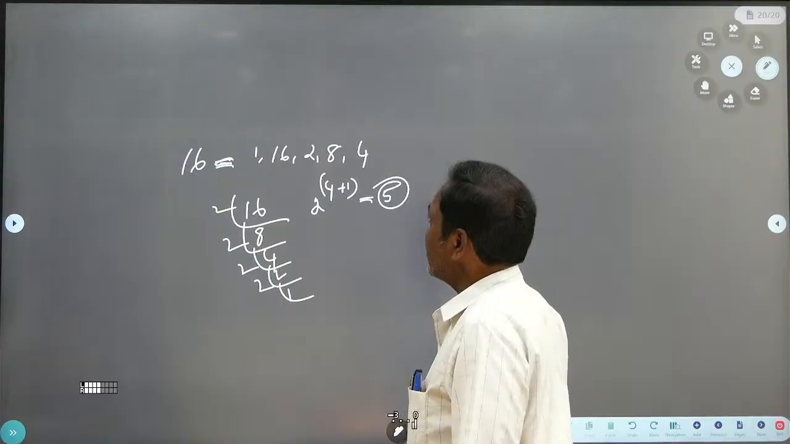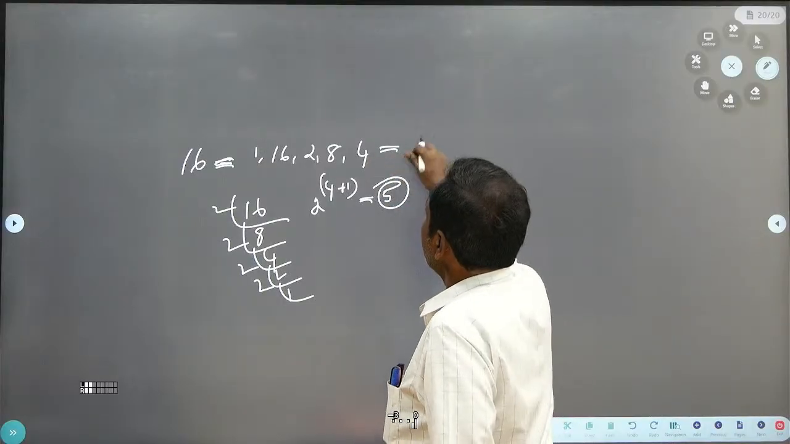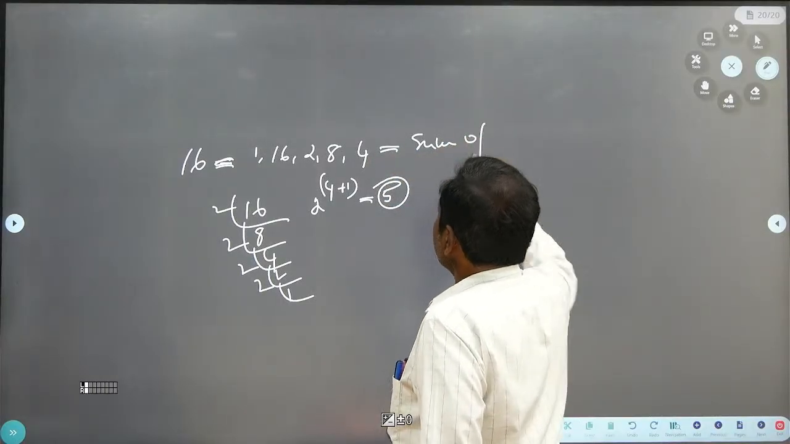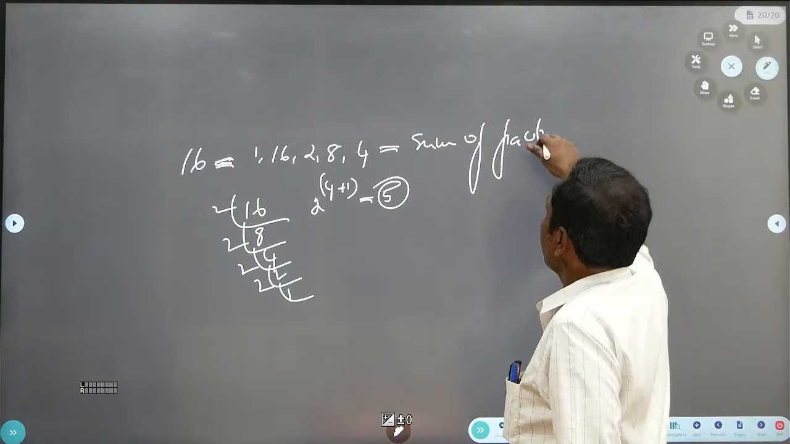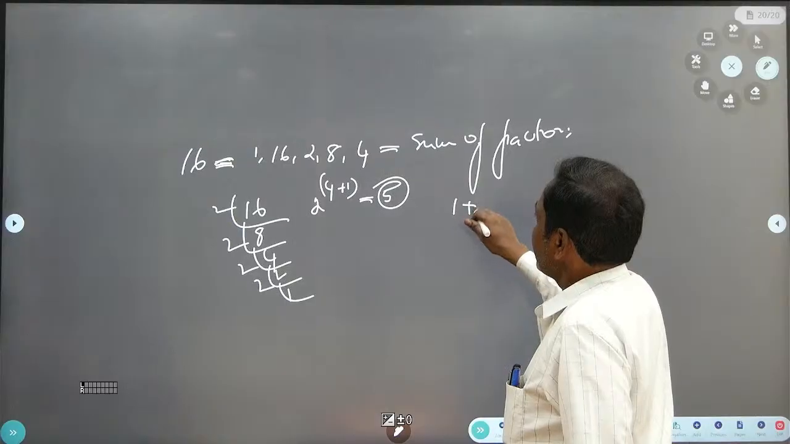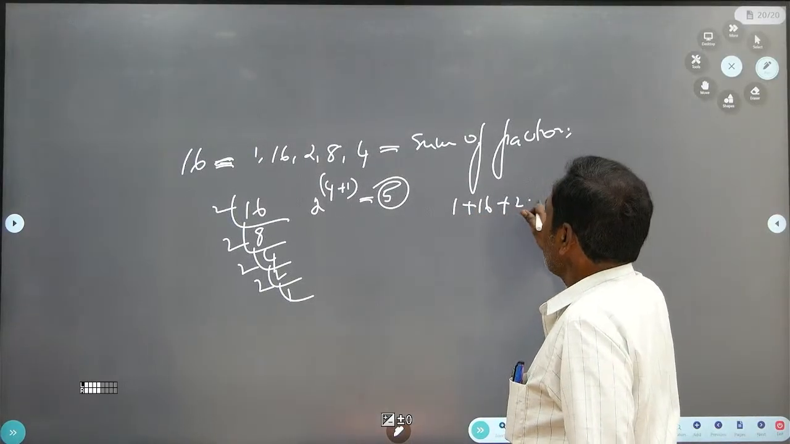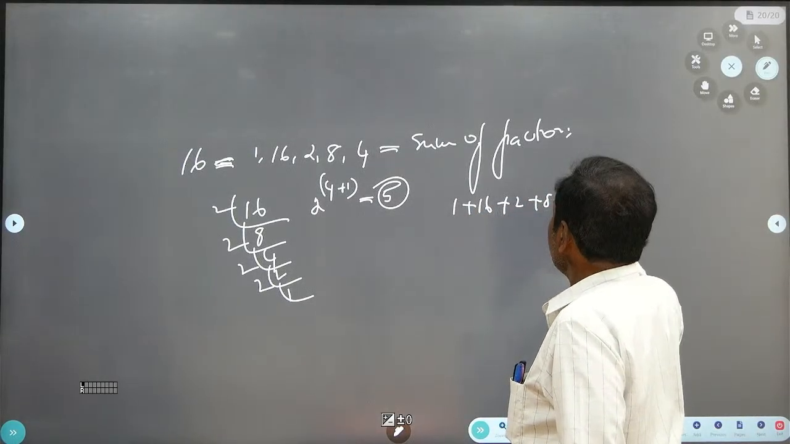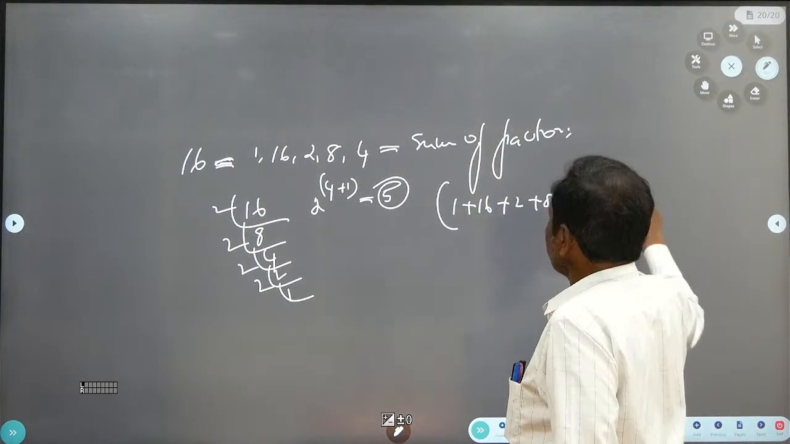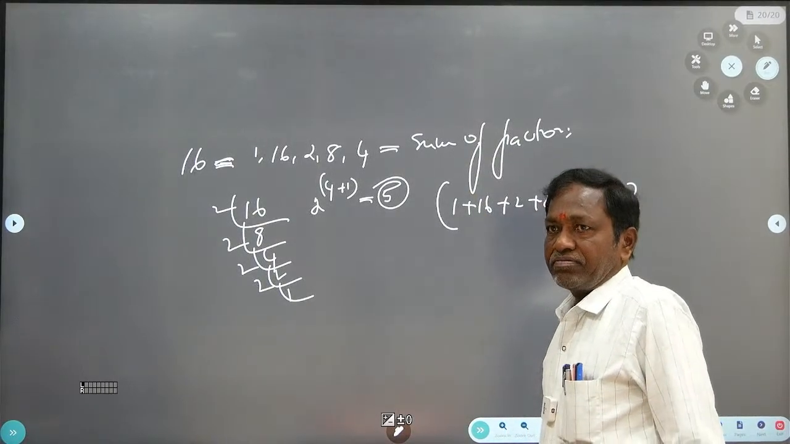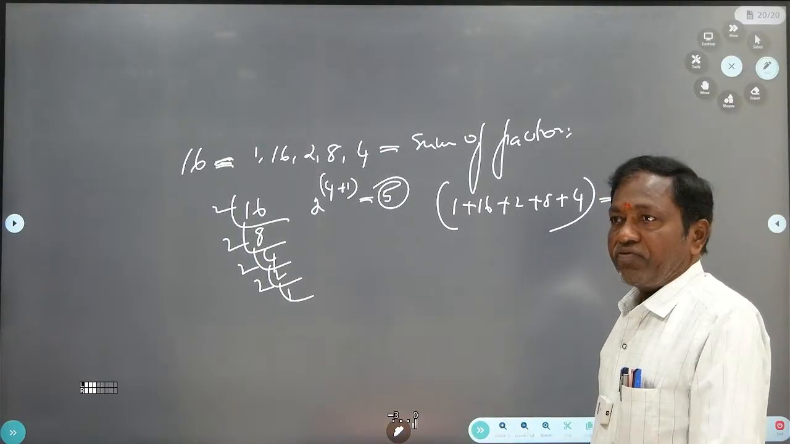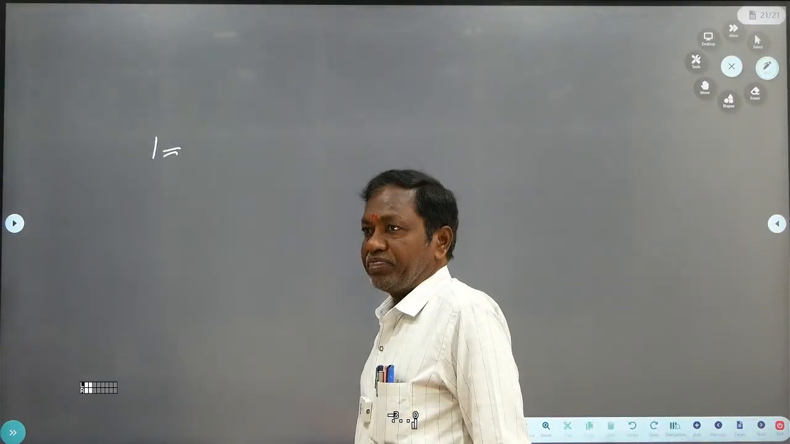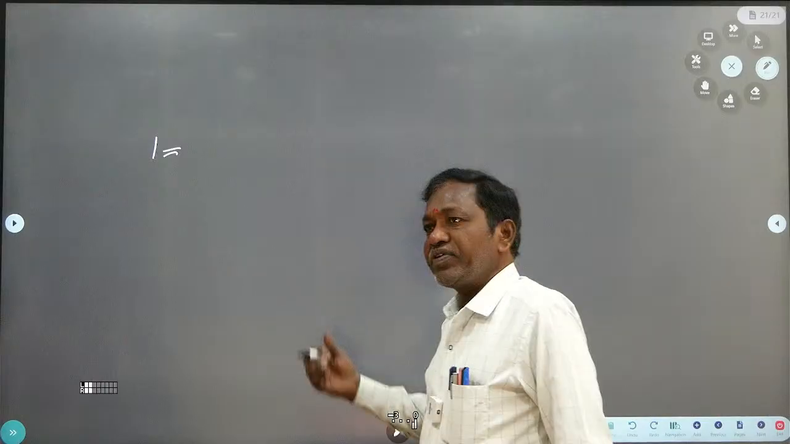Sum of the factors. What does the sum of the factors mean? This is the number of factors. Sum of factors means 1 plus 16 plus 2 plus 8 plus 4, just like that. That is enough. Whatever we know at least, how many properties can we write for 1?